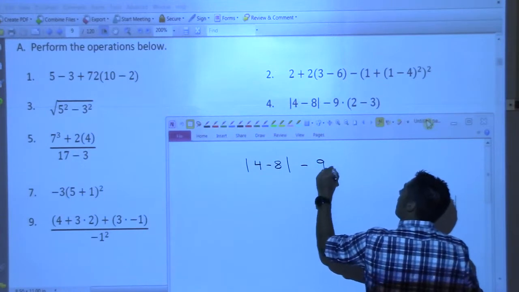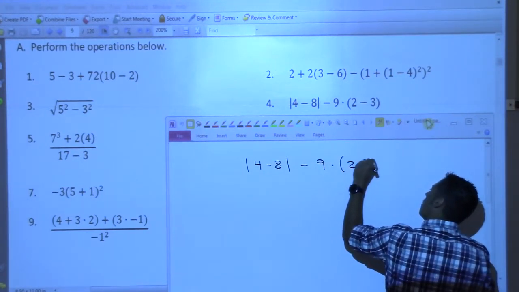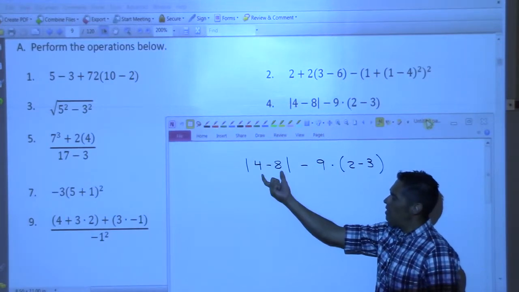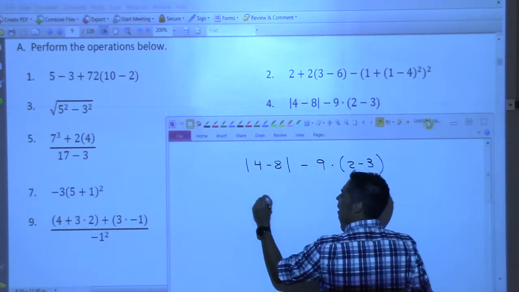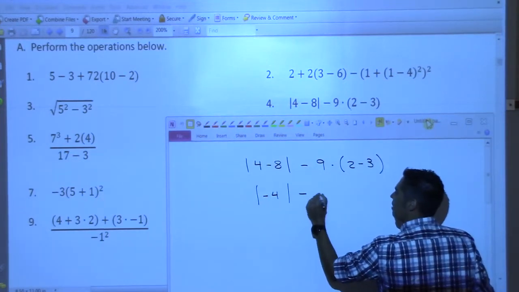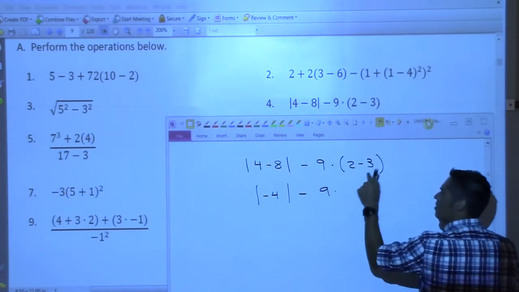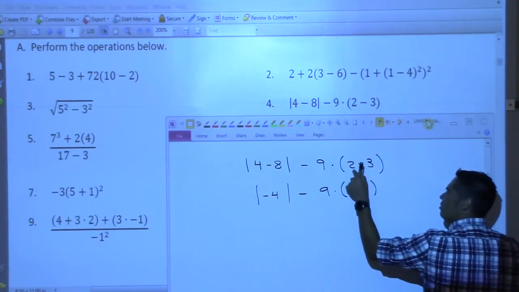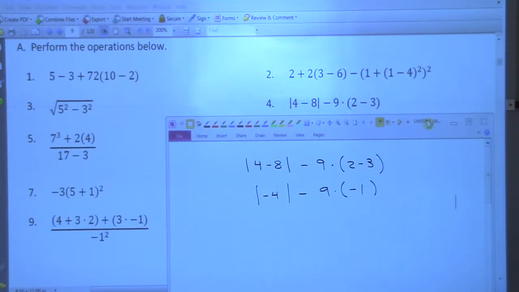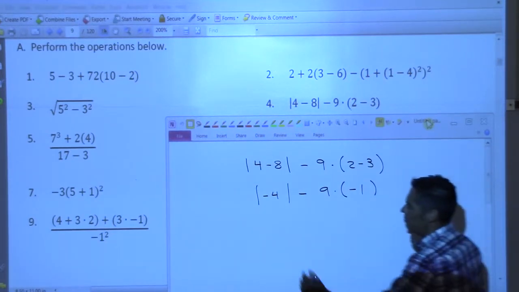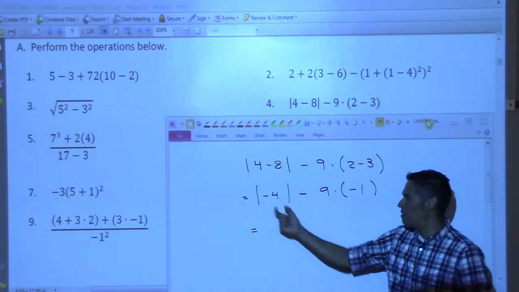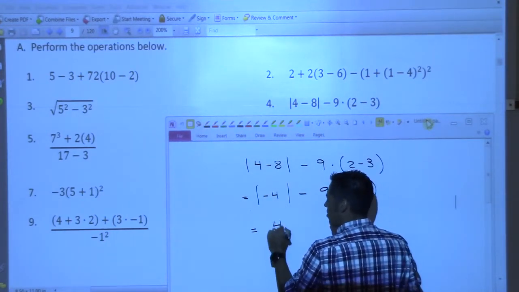Also, you treat an absolute value like parentheses. Okay, so you do anything inside of here first. So 4 minus 8 is what? Negative 4, and then you have these absolute value bars around it. Minus 9. I'm going to go ahead and do what's in parentheses here. 2 minus 3 is negative 1. So the next line would be, what is the absolute value of negative 4? Just positive 4. So the bars go away, it just spits out the positive.